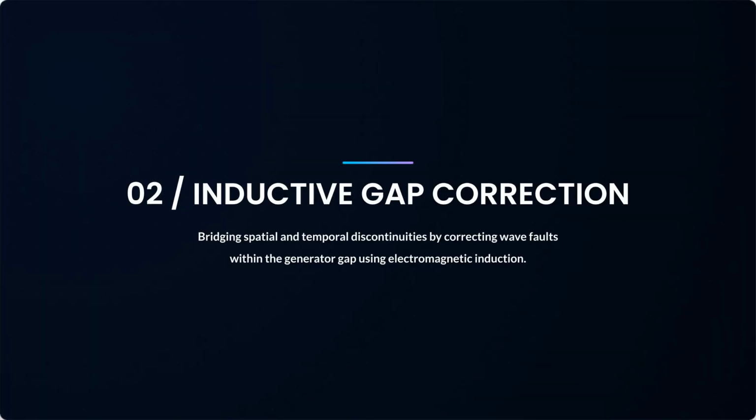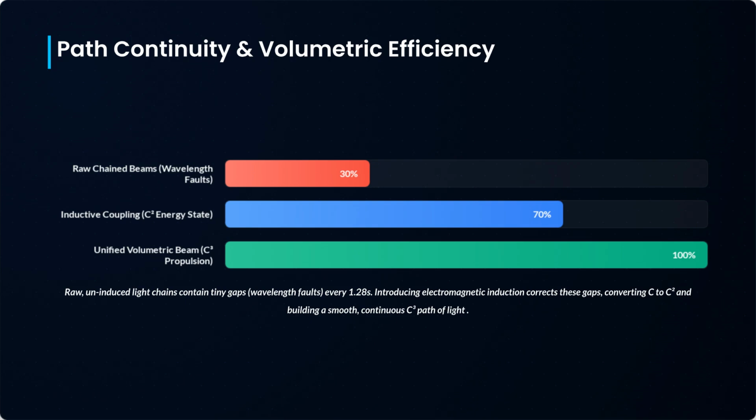The second part focuses on engineering. Here we examine how electromagnetic gaps and resonance can be optimized to improve energy transfer efficiency. These concepts are important because efficient energy confinement is essential for any future propulsion system. Simply stacking light beams end to end creates a critical engineering problem: discontinuity. Every time a new beam initiates from its shortest wavelength, minor gaps or wavelength faults appear along the path. In a transport system, these faults would destabilize whatever mass is traveling along them.